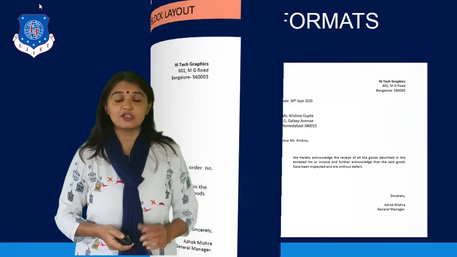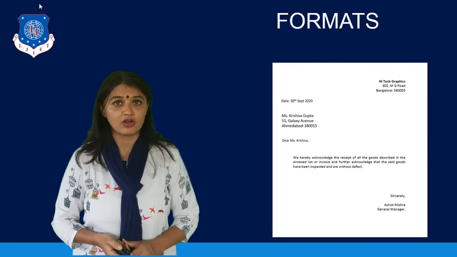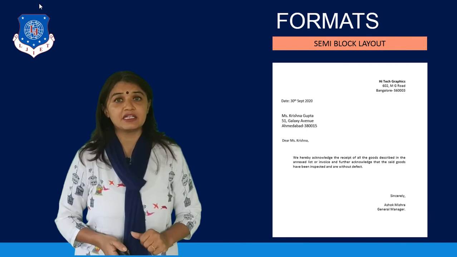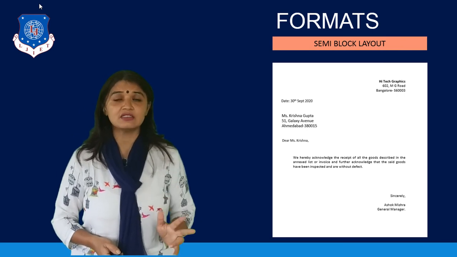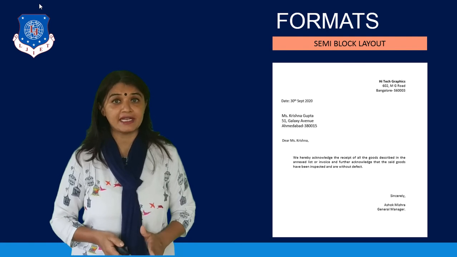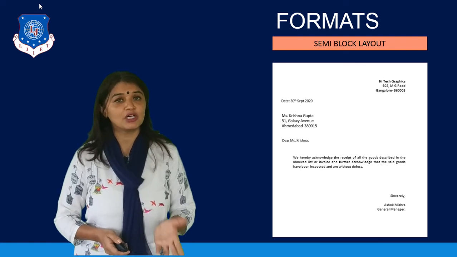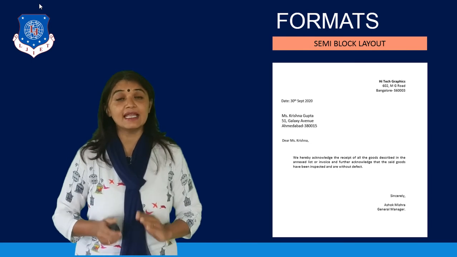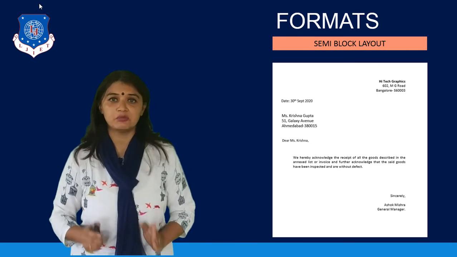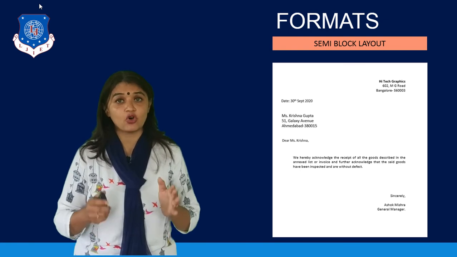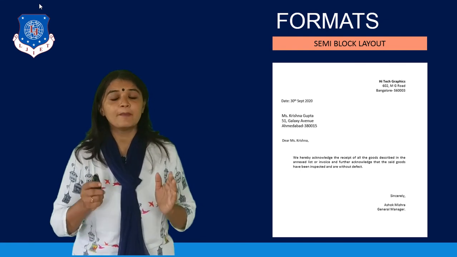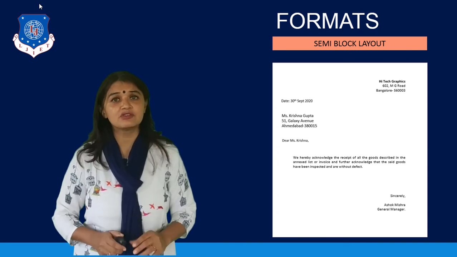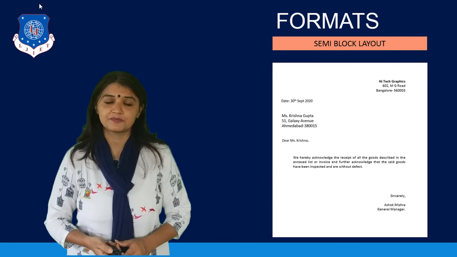The next format looks similar to the modified block layout, and this is called the semi-block layout. Now here also 3 elements, that is the letterhead, the complementary clause, and the signature block, are justified to the right margin, and everything else is justified to the left margin. But the only difference is that the main body is indented away from the left margin. So all lines or all sentences of the paragraphs written in the main body are written away from the left margin. So this gives a very neat look to the business letter.